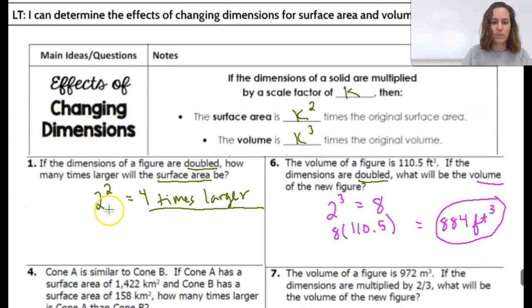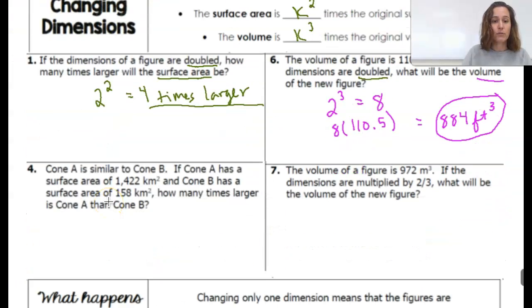In our next example, we have two different shapes. We have cone A similar to cone B. If cone A has a surface area of 1,422, and B has a surface area of 158, how many times larger is cone A than cone B?